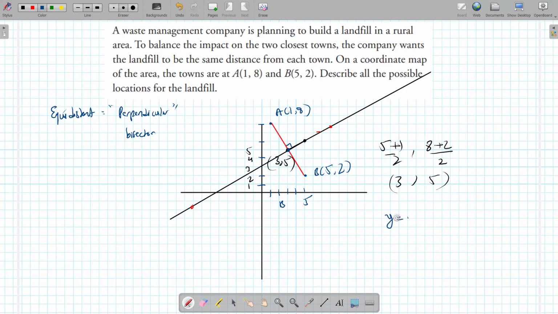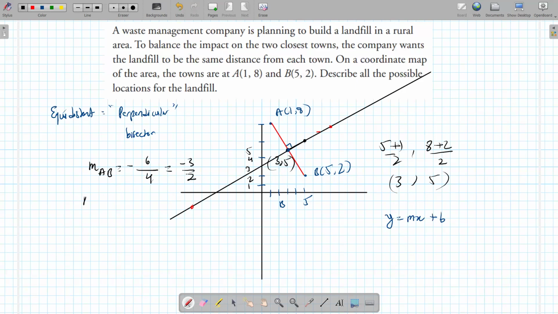So the answer is going to be in the form y equals mx plus b. To find b, we can just plug in (3, 5), but we first need the m value. Now think about it. How are the slopes of these two lines related? They're perpendicular, so it's the negative reciprocal of the other slope. The slope of AB is going to be negative because it's going down. Rise is 6 units, run is 4 units, so it's negative 3 over 2. That's the slope of AB.